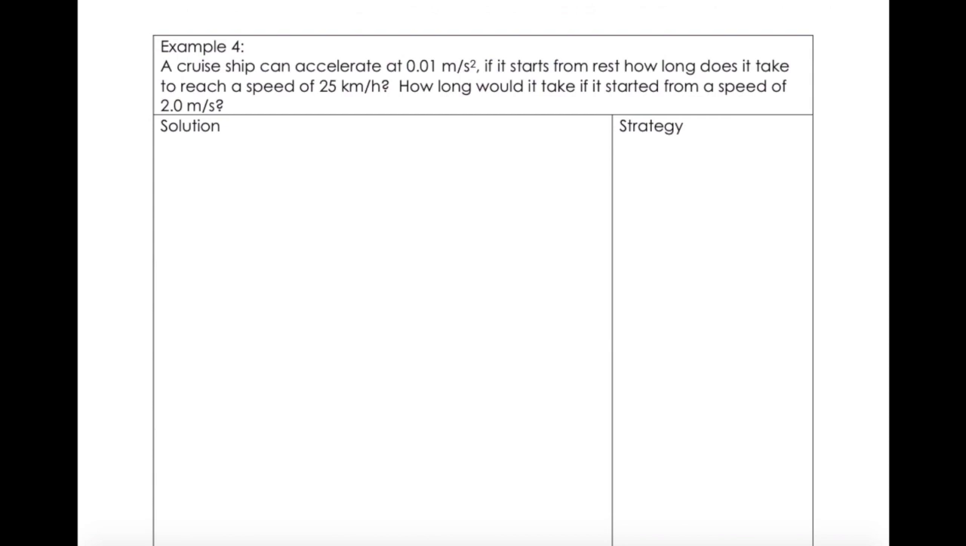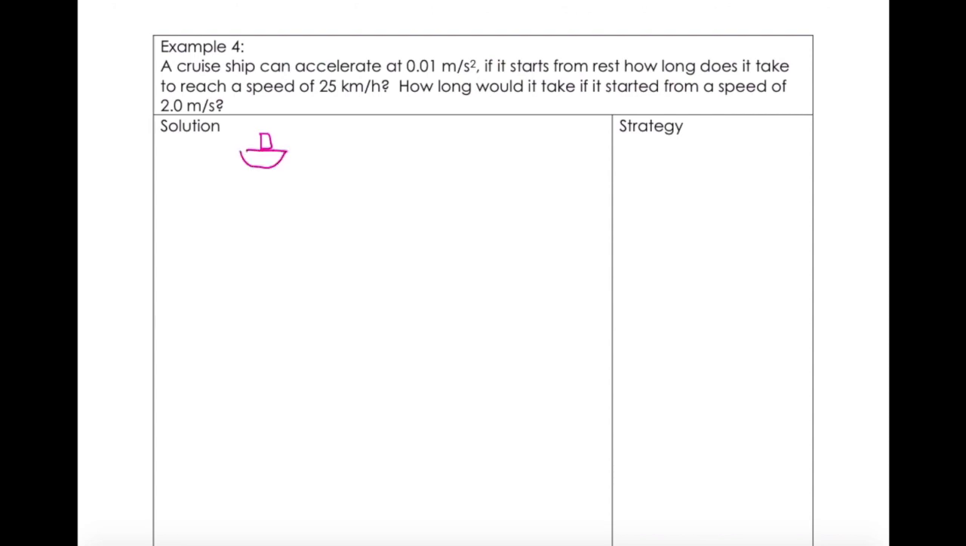Okay, and then it asks how long would it take if it started from a speed of 2 meters per second. Okay, so this is a two-part. So first, we're just going to address accelerating at 0.01 meters per second squared, trying to reach a speed of 25 kilometers per hour. Okay, so let's start by drawing our diagram.